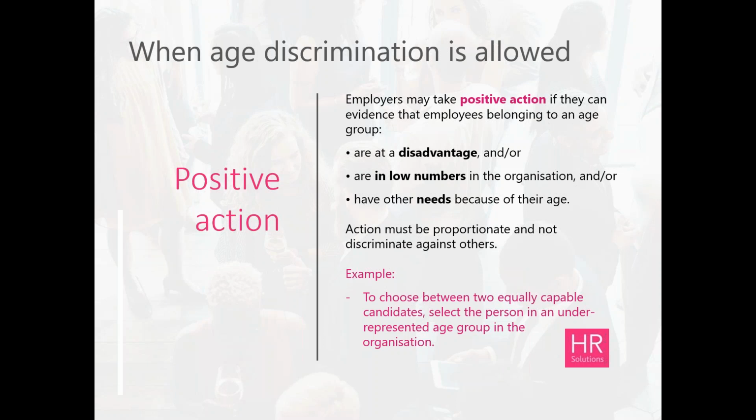Applying a pay rise to everybody who's the age of 45 to 65, that would be unlawful positive action. You wouldn't be able to justify that just because they're in that age group.